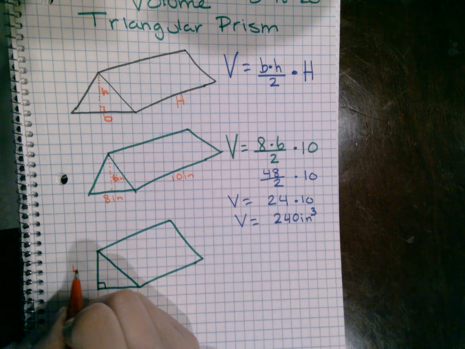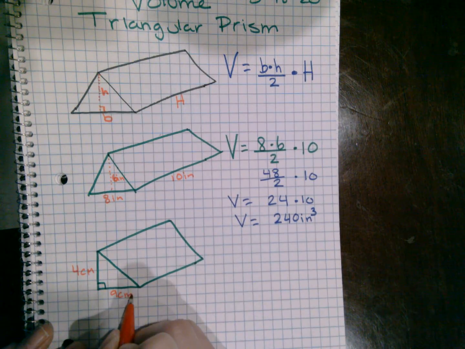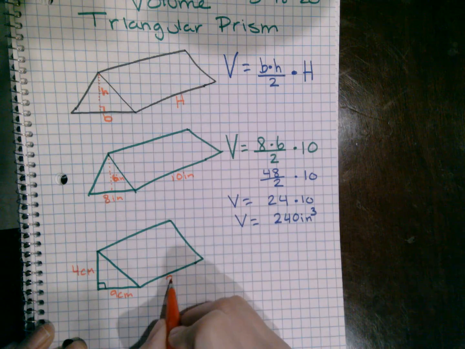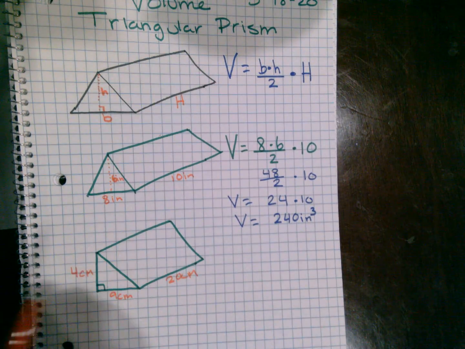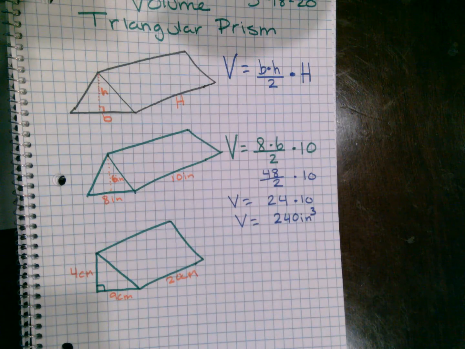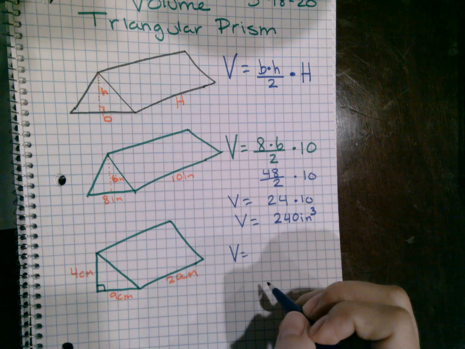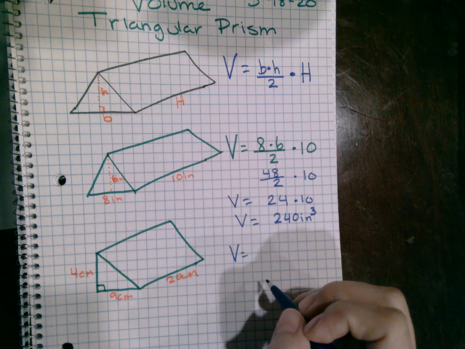So this is going to be 4 centimeters, 9 centimeters, and 20 centimeters. And copy that down. Okay, so we're going to use the formula: volume equals base times height divided by 2, multiplied by your big height.